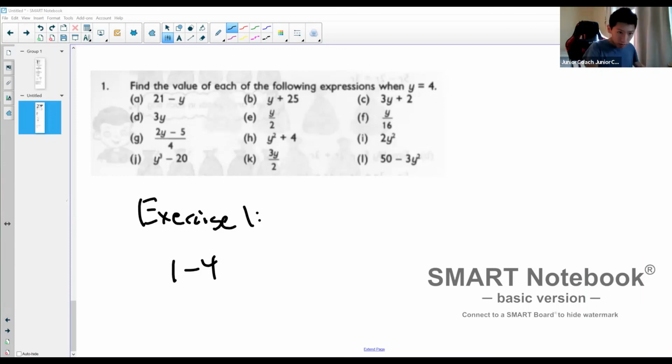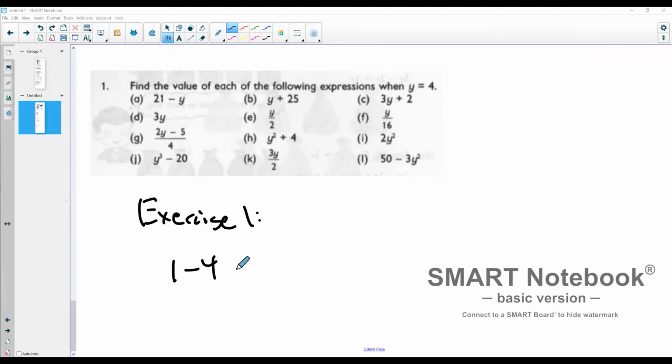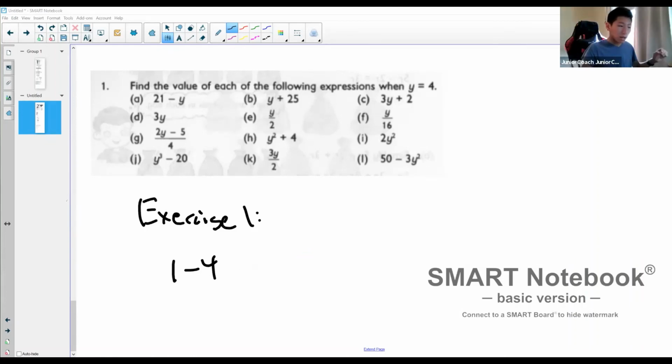And then for exercise 2, I'll give you all of that exercise 2. So we have to do exercise 1. So there's only 4 questions? Yeah. This is not all of your homework. This is just one section. You also have all of exercise 2 and exercise 3, which aren't that much, don't worry.